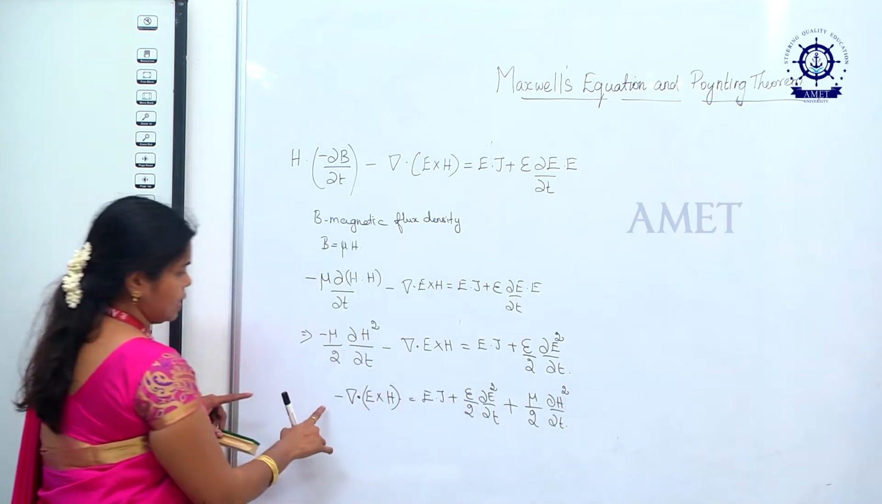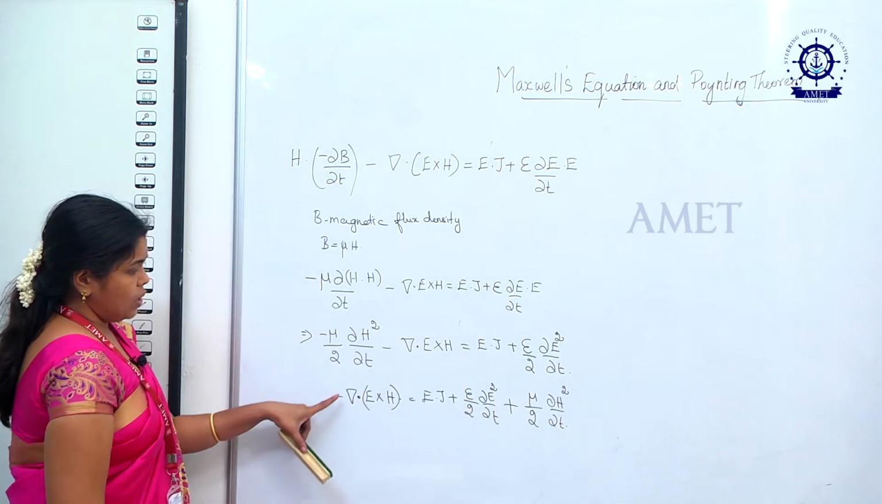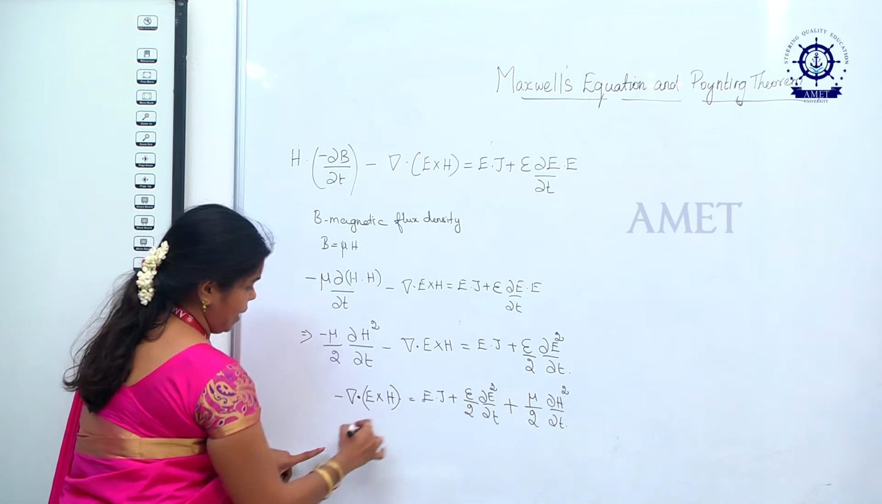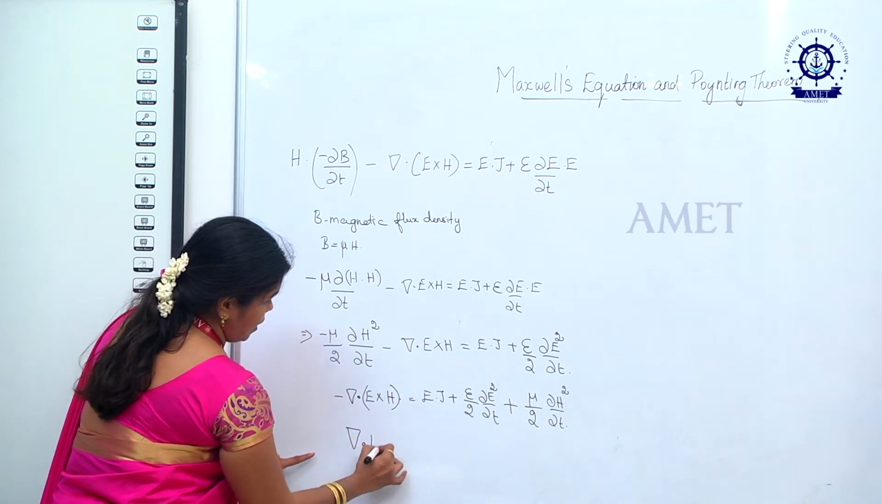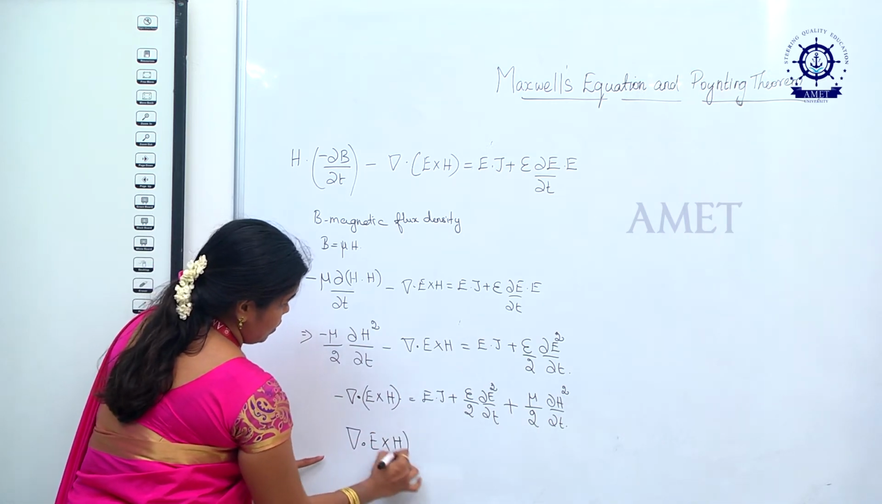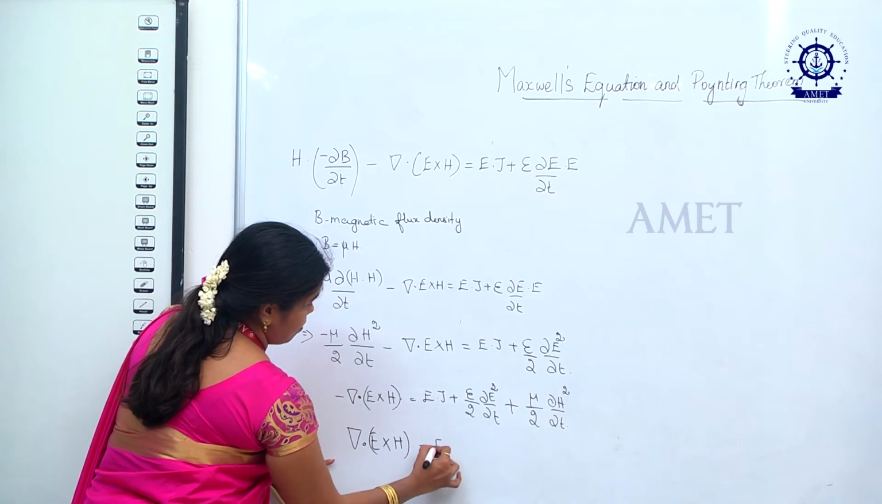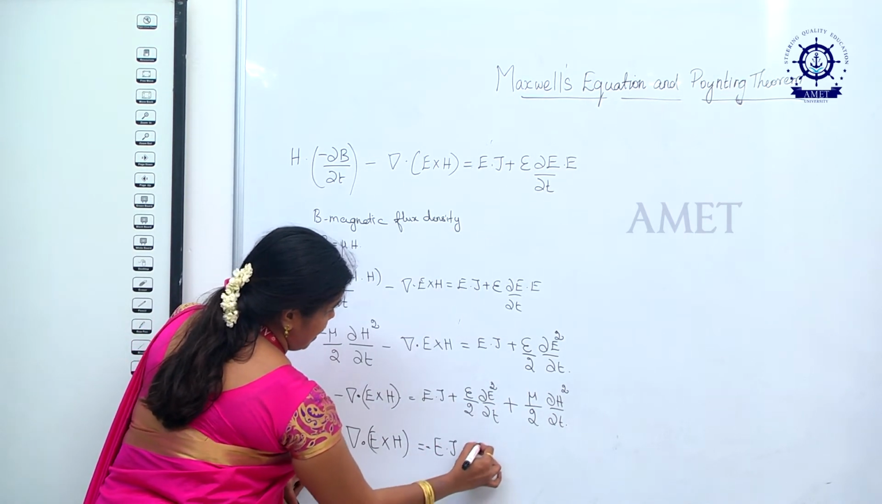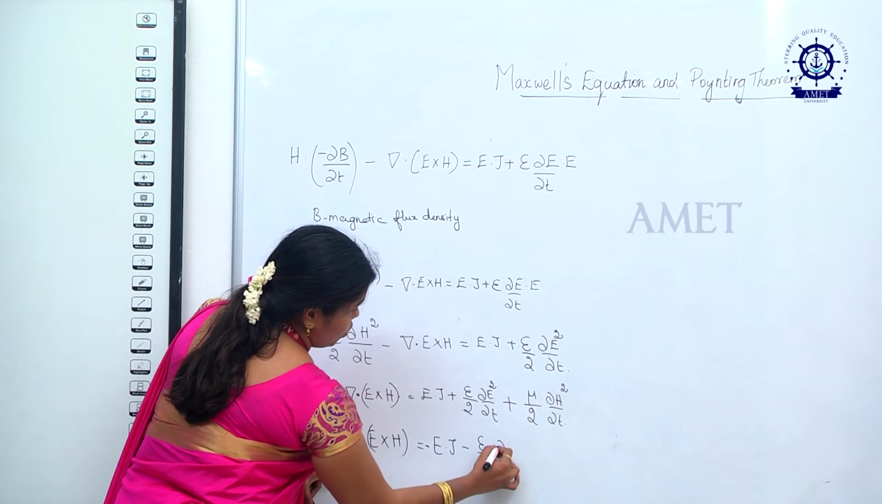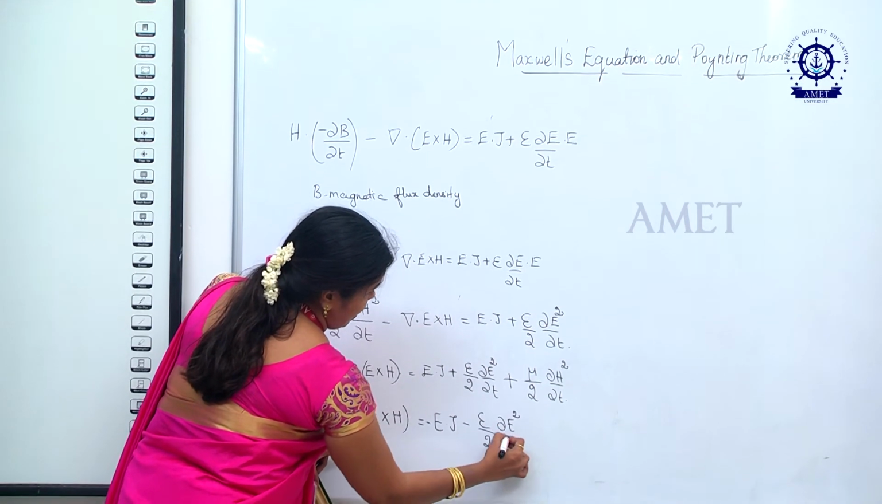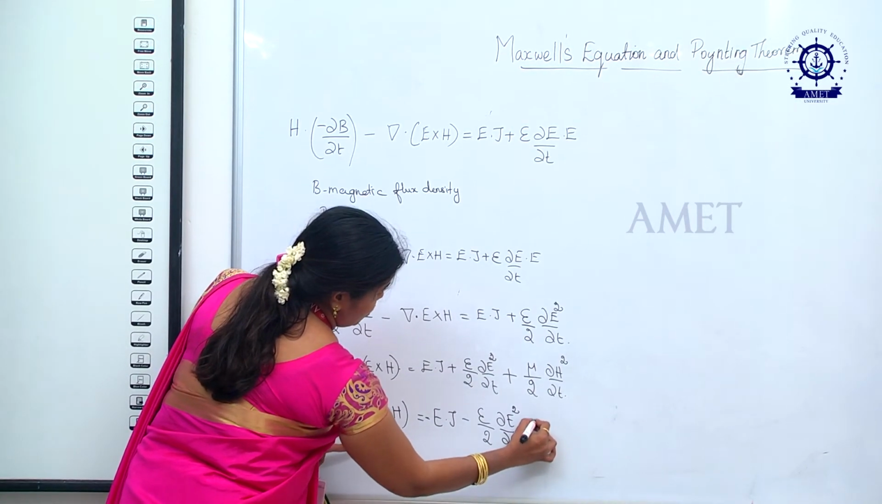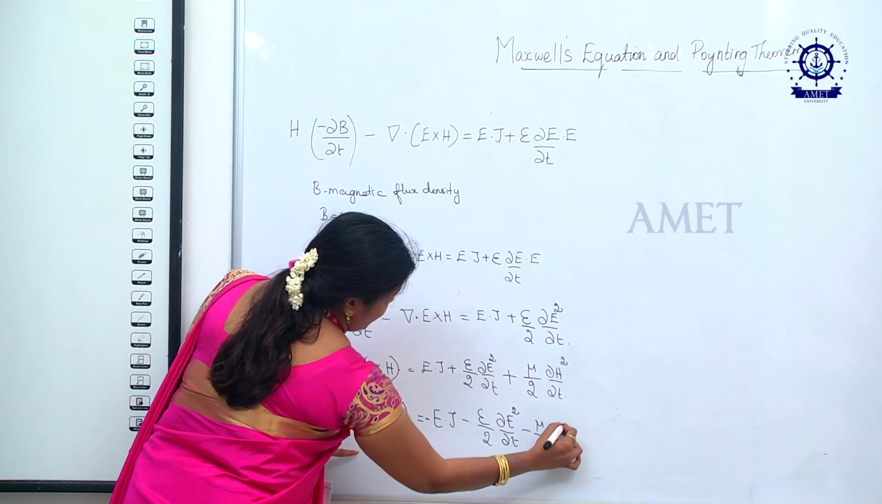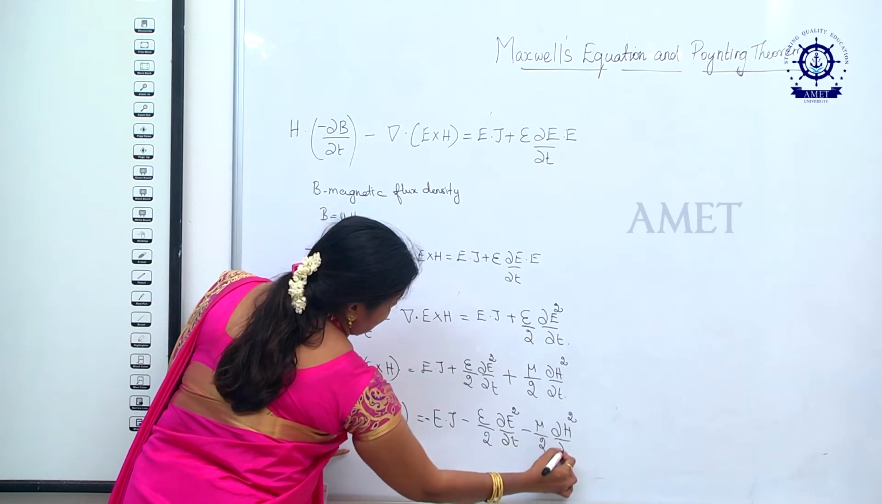This is your equation, with minus del dot. In the next step, you multiply by a negative sign. So del dot E cross H is equal to minus E dot J minus epsilon by 2 dou E square divided by dou T minus mu by 2 dou H square divided by dou T.